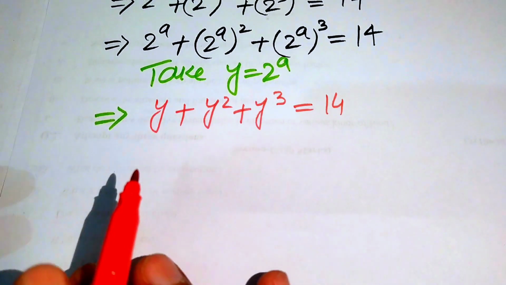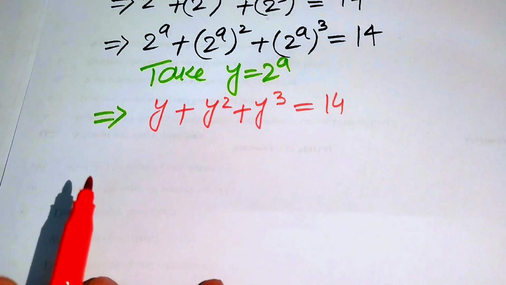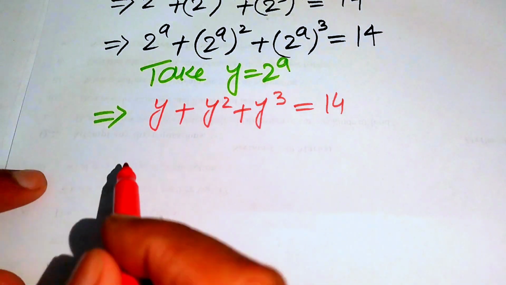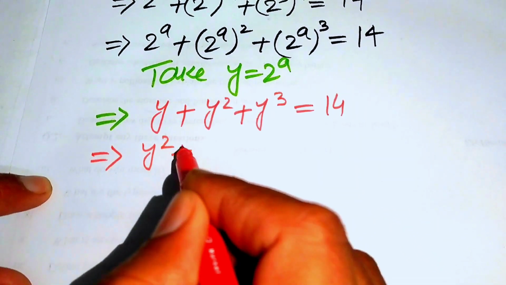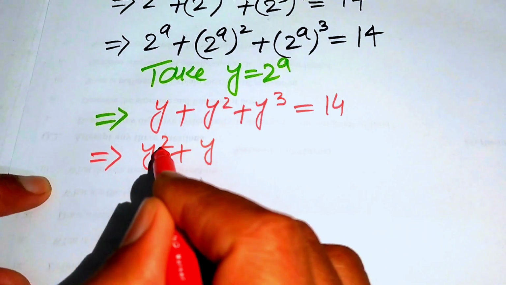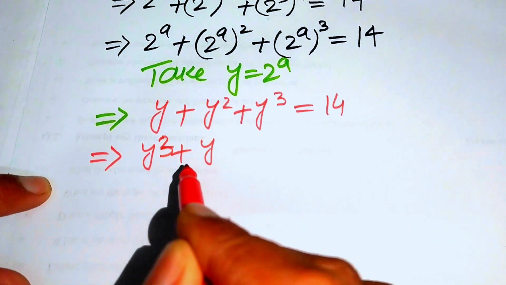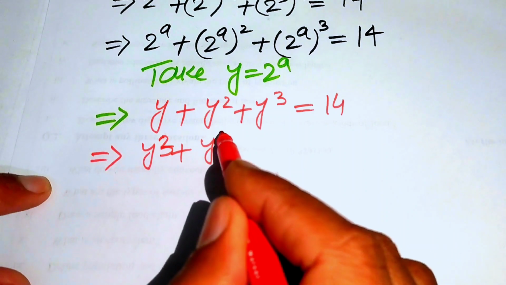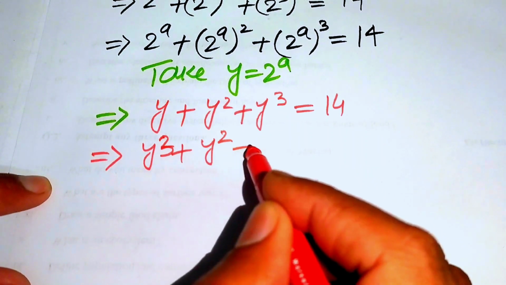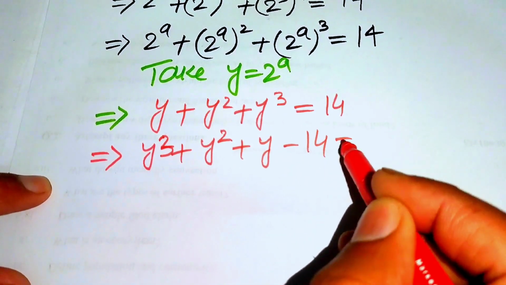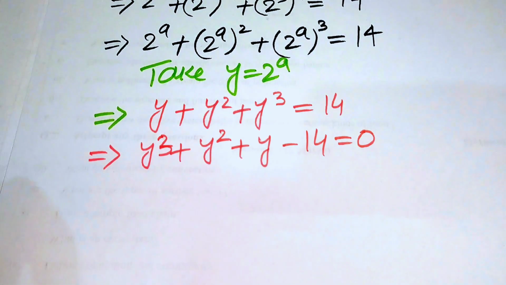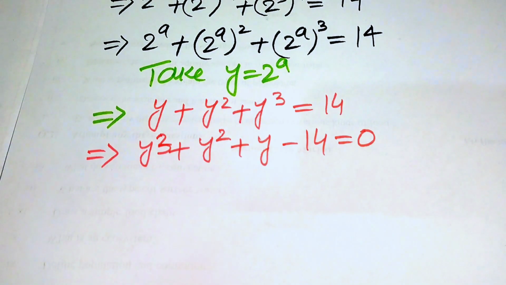And in the next step here we can simplify this cubic equation. So here first we rearrange the terms and we write it as y squared plus y cubed. This is the highest degree term, so we write it first, and we have y squared plus y, and we move this 14 to the left hand side, and it becomes minus 14 equals to 0.